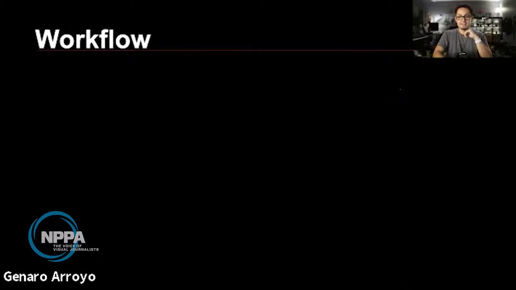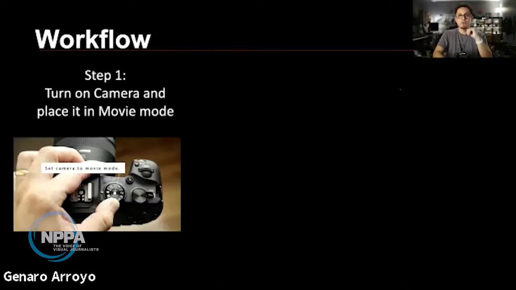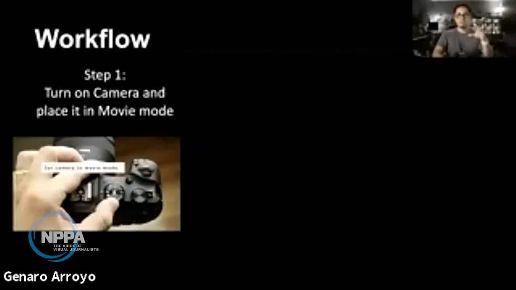And then basically the overall workflow is pretty straightforward. Step one, you turn on the camera and place it in movie mode. So that's the big one right there where a lot of people forget already. You turn on the camera, but on top of the mode dial, you want to switch it to movie mode, not still mode, not auto mode, I mean, program, TV, AV. You want to put it in video mode.